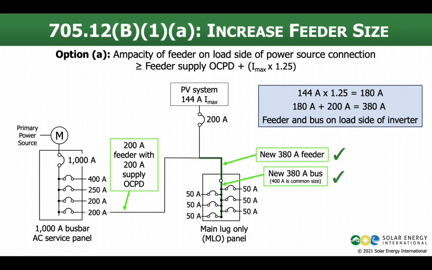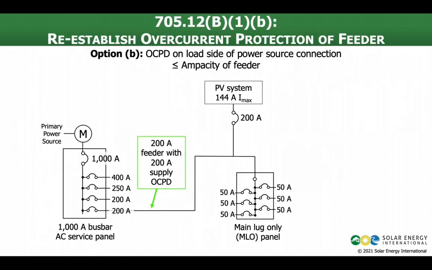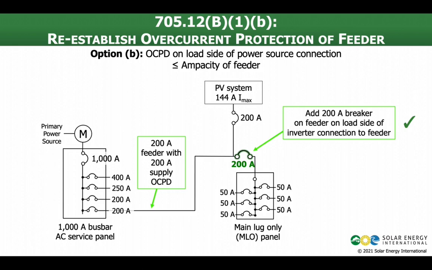So that's one option. The other option, kind of like with our feed-through conductors that we looked at earlier, is to reestablish overcurrent protection at the point where the PV system is connected. If I put a breaker in there that reestablishes the overcurrent protection at the level that the system was originally designed for, and it's less than or equal to the ampacity of the feeder, then I'm going to be protected once again. Super easy to drop in on the PowerPoint. Bam, there it is, 200 amp breaker. Add a 200 amp breaker on the feeder on the load side of the inverter connection.